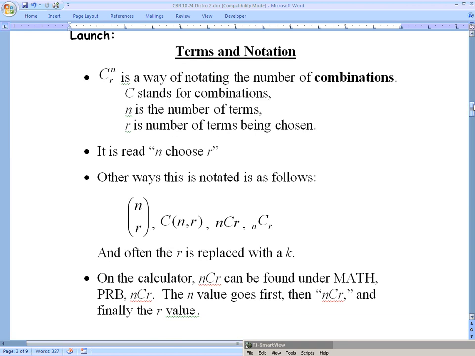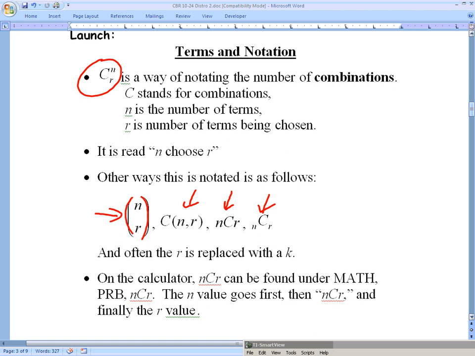Combination notation. This is read n choose r. N choose r is a way of notating the number of combinations. C stands for combinations. N is the number of terms. R is the number of terms being chosen. Other ways of notating this are as follows. Again, still read n choose r, but we have n over r here in parentheses. We could have the C with n comma r like we have here, n choose r written sideways, n choose r written as subscript. They all mean the same thing.